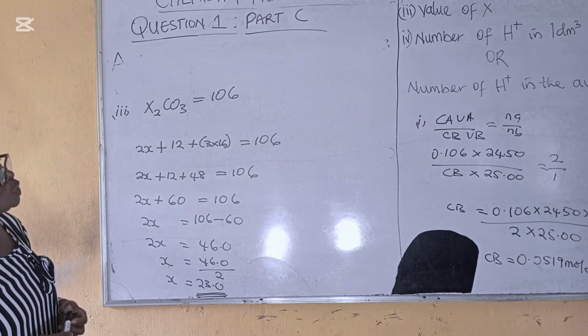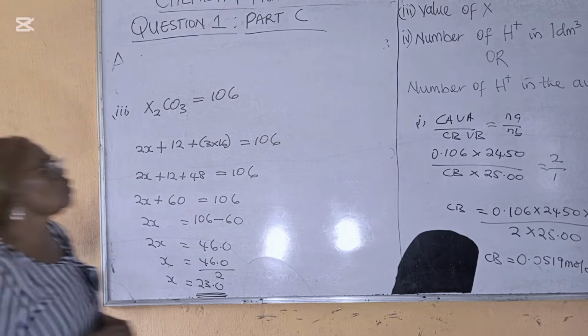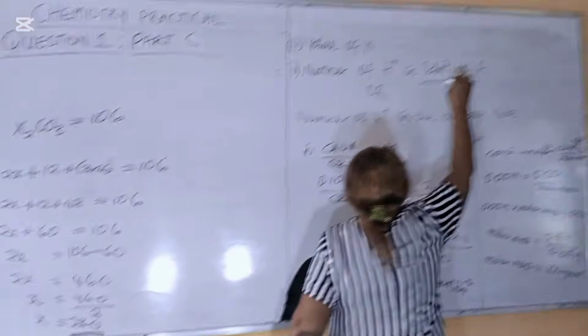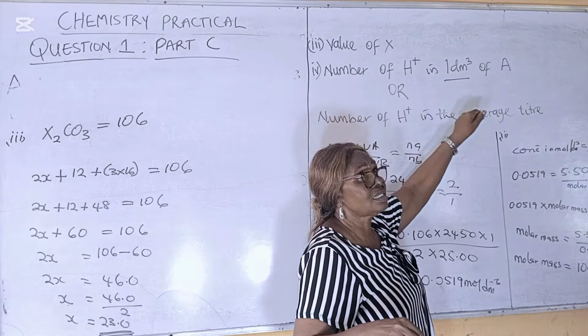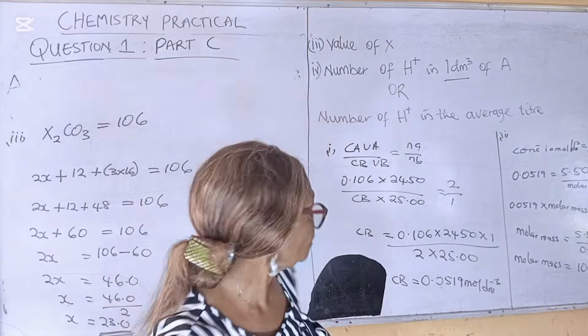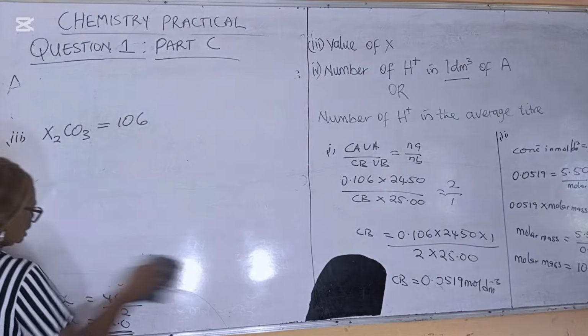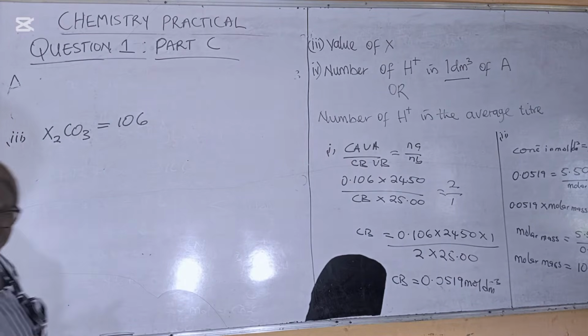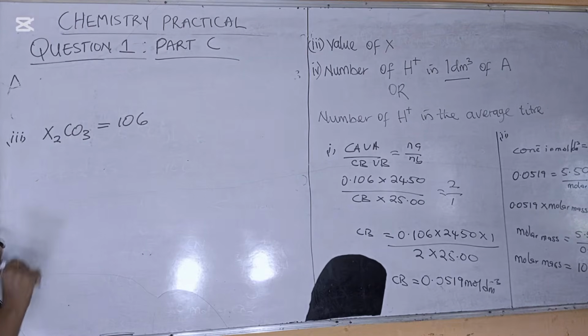So finally we are going to the number of hydrogen ions in 1 dm cube of A. This figure, 1 dm cube, permits you to use the concentration of the acid in mole per dm cube, which is already given as 0.106. So what I have to do is ionize the acid first to get out the hydrogen ion from the acid. That is what we have to do.